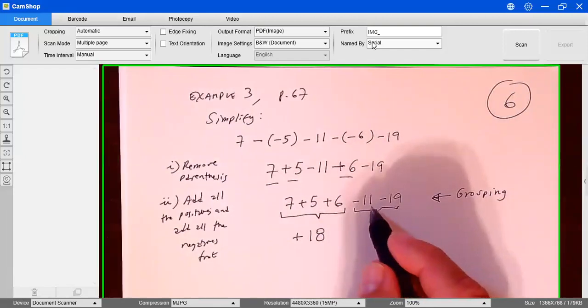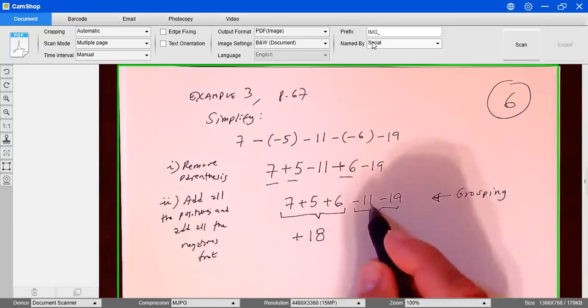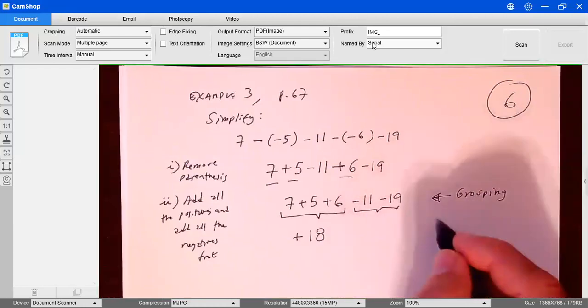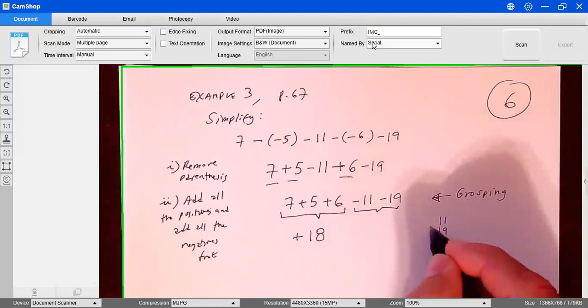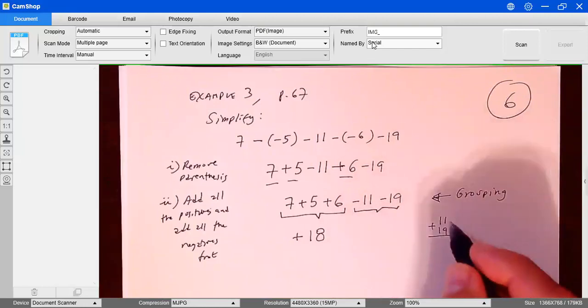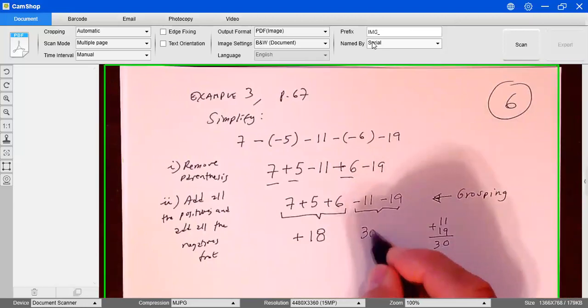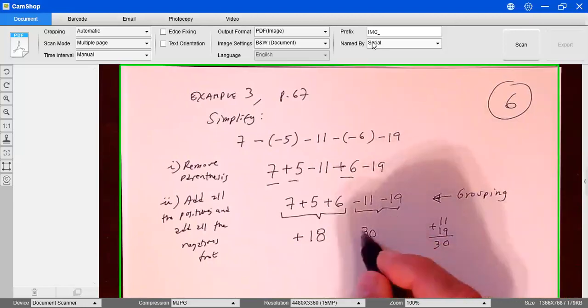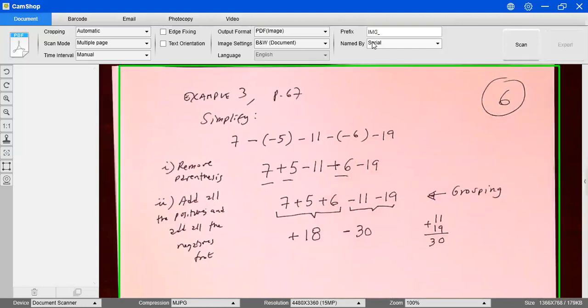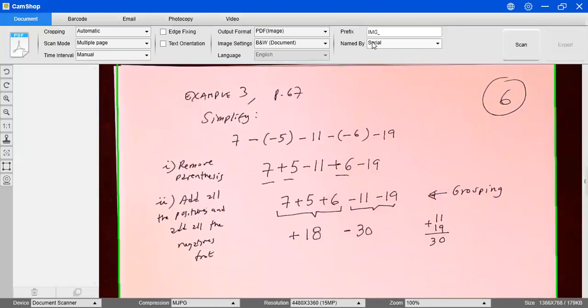So how do you do that? You add the absolute values, so 11 and 19. So you can have 11 plus 19 because you are adding negatives. So it's gonna be 30. But the common sign of these numbers, because they are negative, is just negative. So you are adding two negative numbers, the answer should be negative.